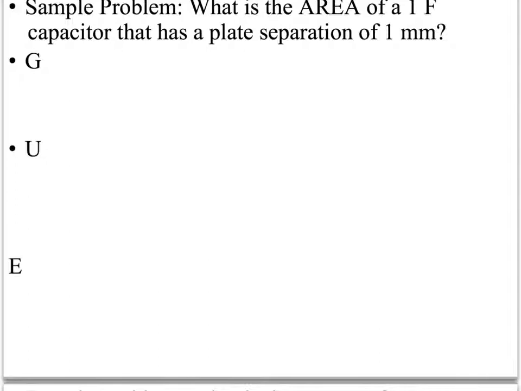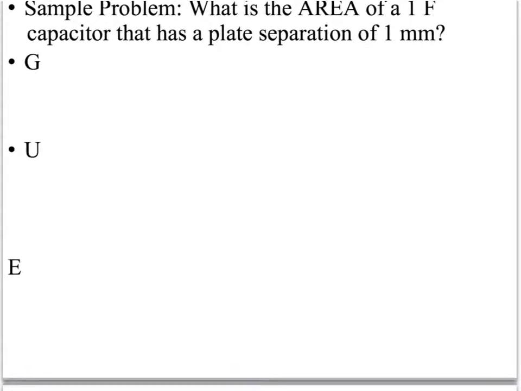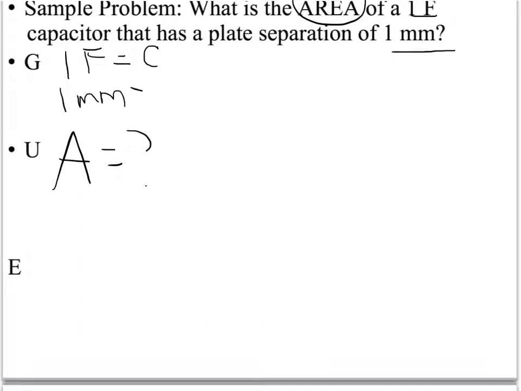Okay, let's see if you got what I did. I see that this question is asking for the area of a 1 farad capacitor that has a plate separation of 1 millimeter. I believe the unknown is area. It says that we have a 1 farad capacitor, so that must be what our capacitance is equal to. And we have a separation of 1 millimeter. That must be our distance.